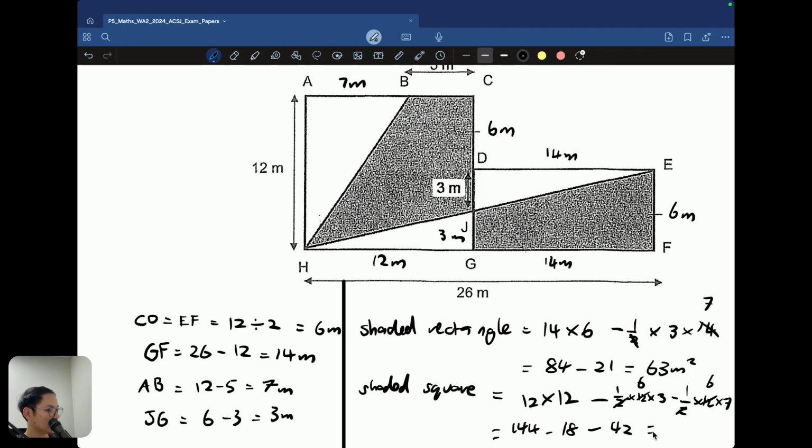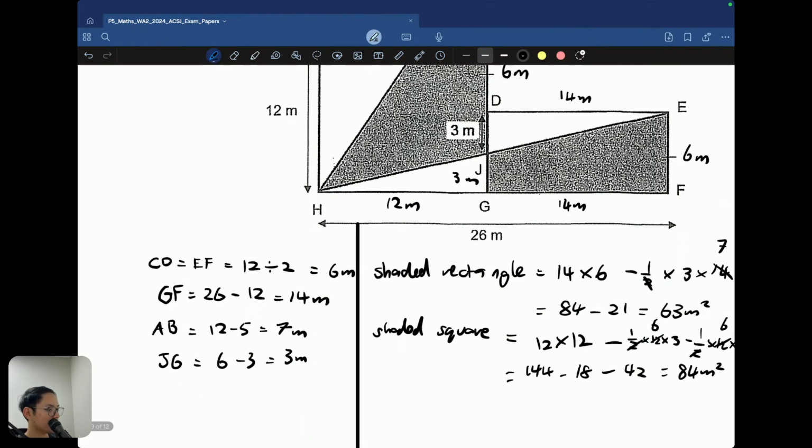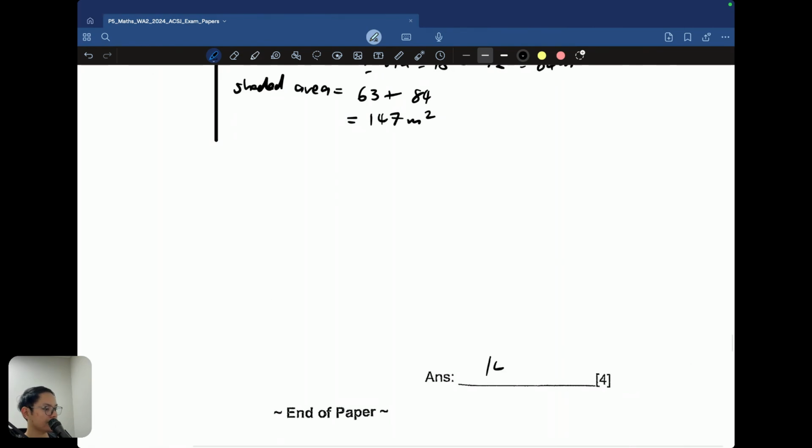Okay. So now let's combine them. So if you were to calculate 18 and 42 is 60. So 144 minus 60 is 84. So we're going to have 84 meters square. So now the shaded area is equal to 63 plus 84, which is equal to 147 meters square. And that's the answer. 147 meters square.